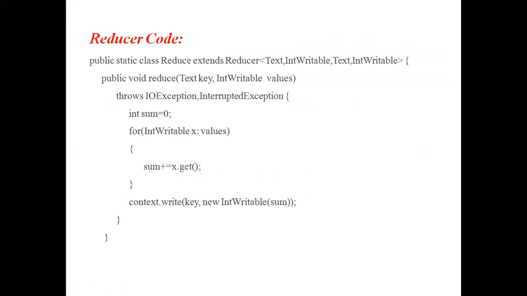Now this data will be given to the reducer code. See, the reducer code's input key is Text and input value is IntWritable, which are the output values of the mapper code. Next, the output of this reducer code is also Text comma IntWritable. It will take key comma values as Text comma IntWritable and give output key comma value pairs in the form of the same Text comma IntWritable.